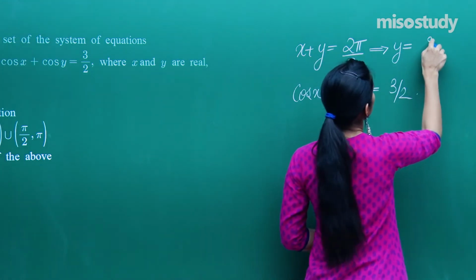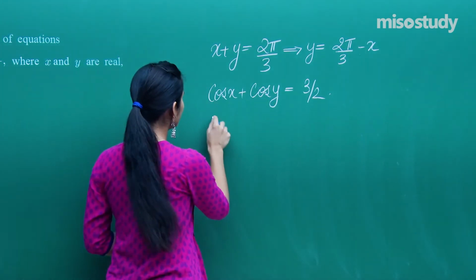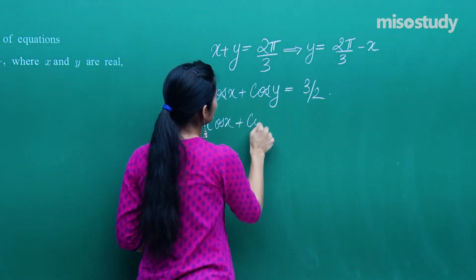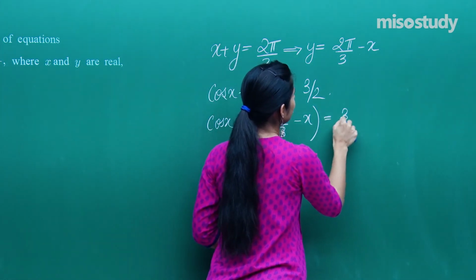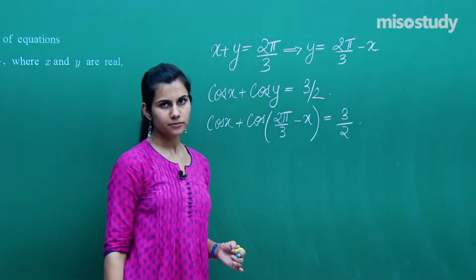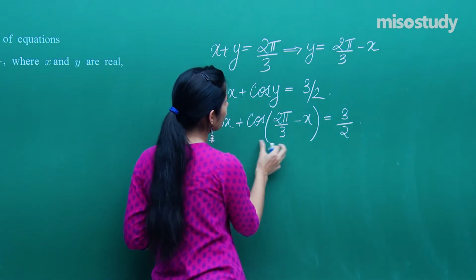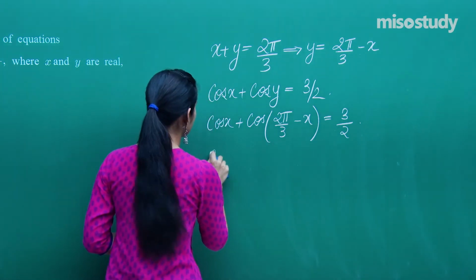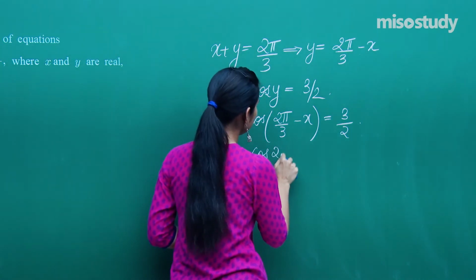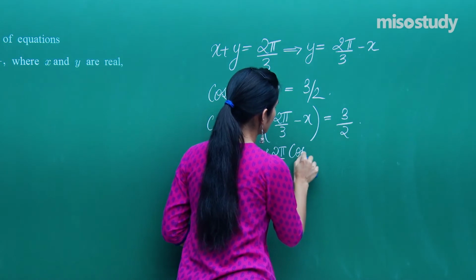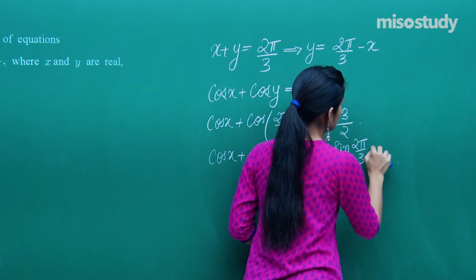Now if x plus y is 2 pi by 3, this means I can write y as 2 pi by 3 minus x. And so this becomes cos x plus cos of 2 pi by 3 minus x equals 3 by 2. Fine. Now what is this? This is cos of a minus b, which is cos a cos b plus sin a sin b.